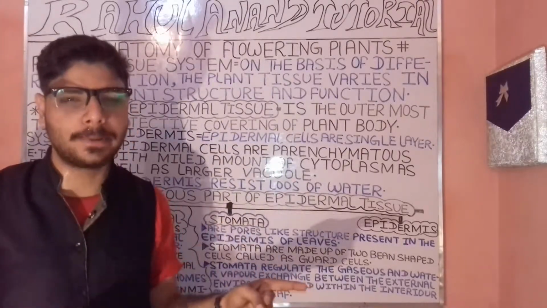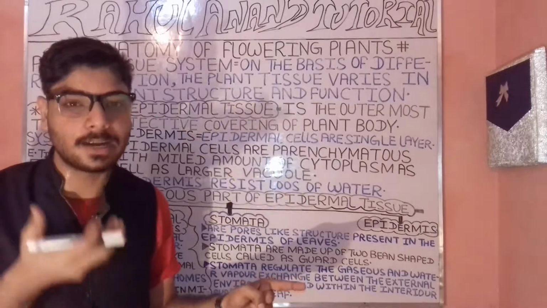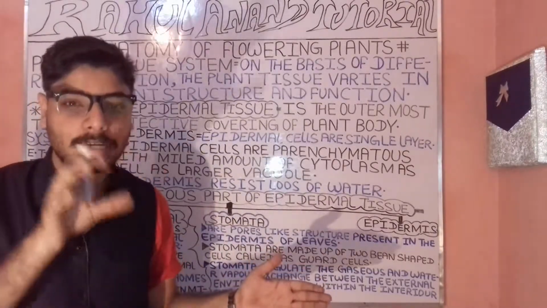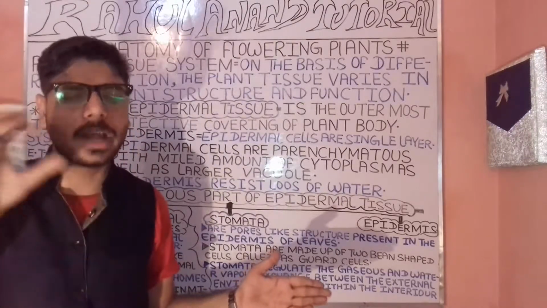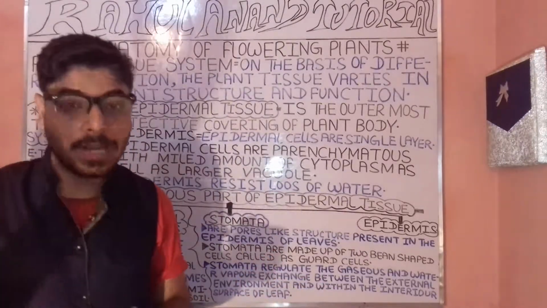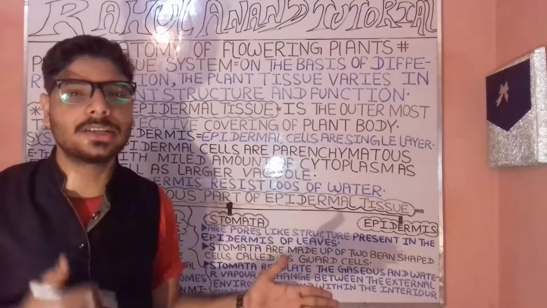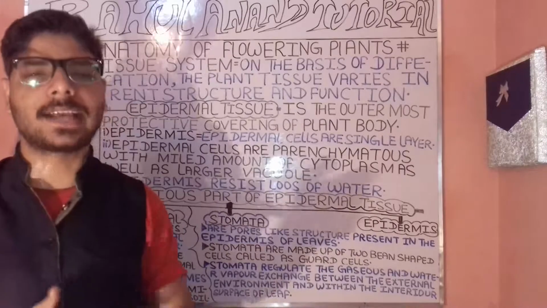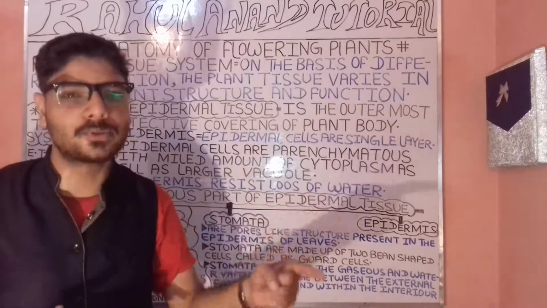In this case, the transportation originates from the leaves region and goes to the rest of the body. When we talk about the region in which the phloem is present, remember, it is present in the side region of the vascular bundle.